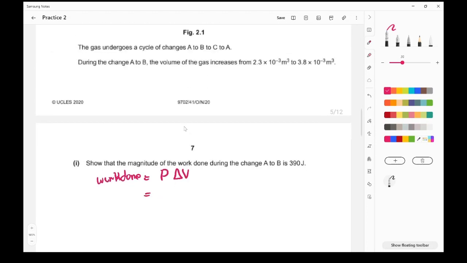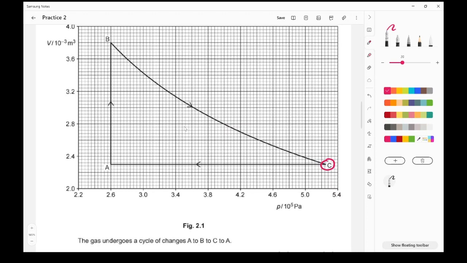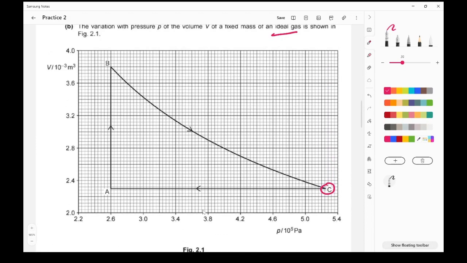So I'm just going to be scrolling back all the way up and dealing with this. First of all, let me just take out the values. The pressure is actually 2.6 into 10 raised to the power 5. So this is going to be 2.6 into 10 raised to the power 5 multiplied by the change in volume. The change in volume is actually going to be, let me just look at this very carefully. I need to zoom in a little bit.